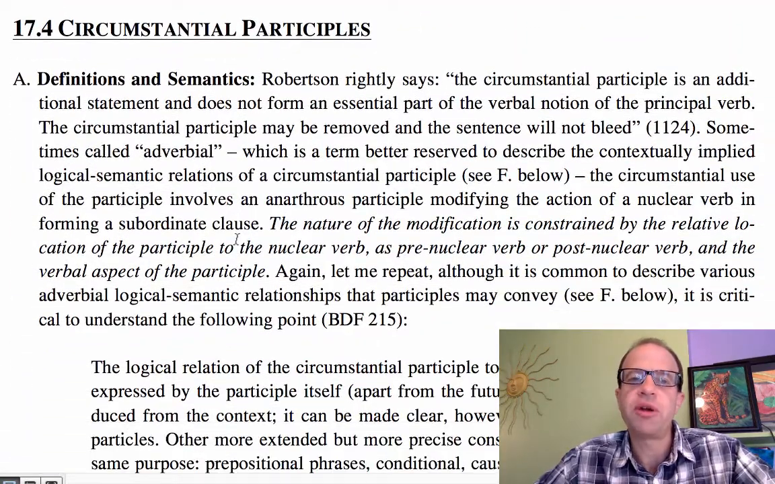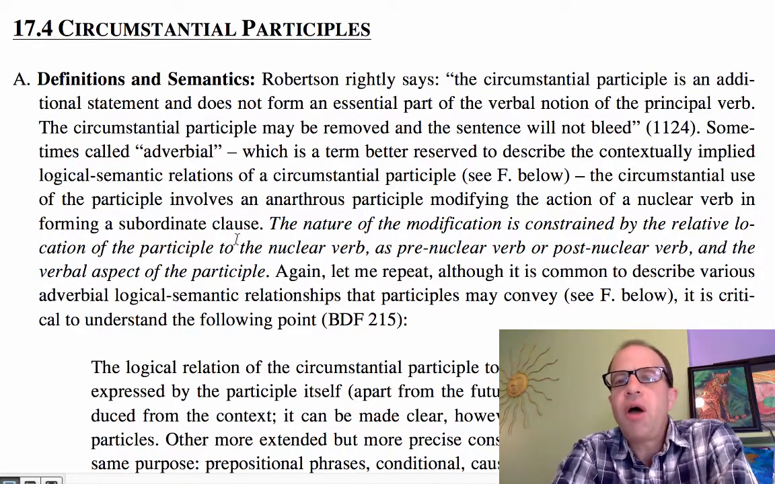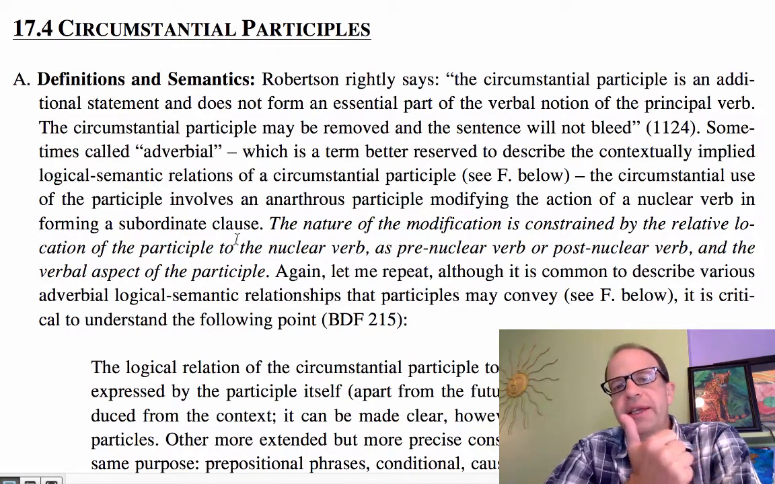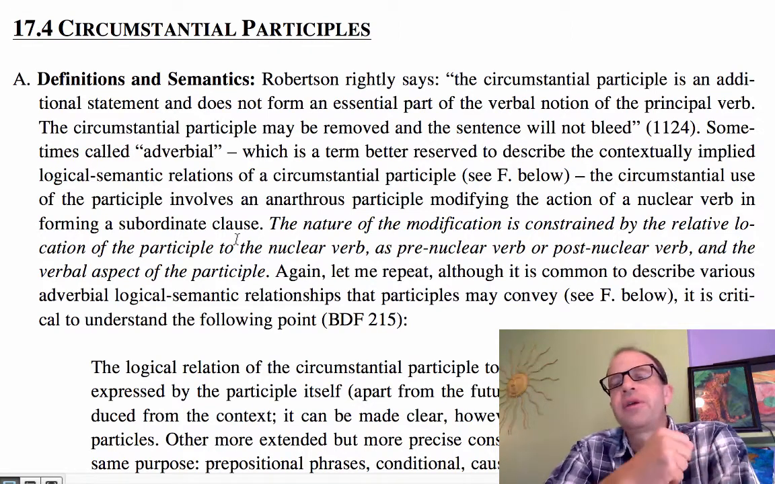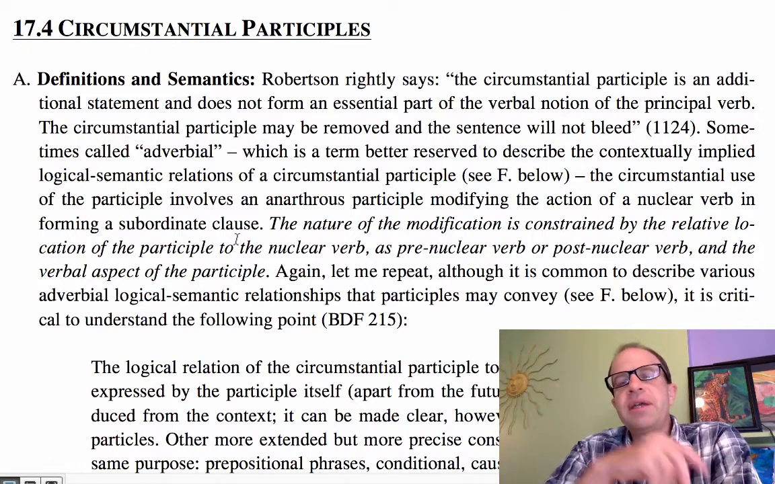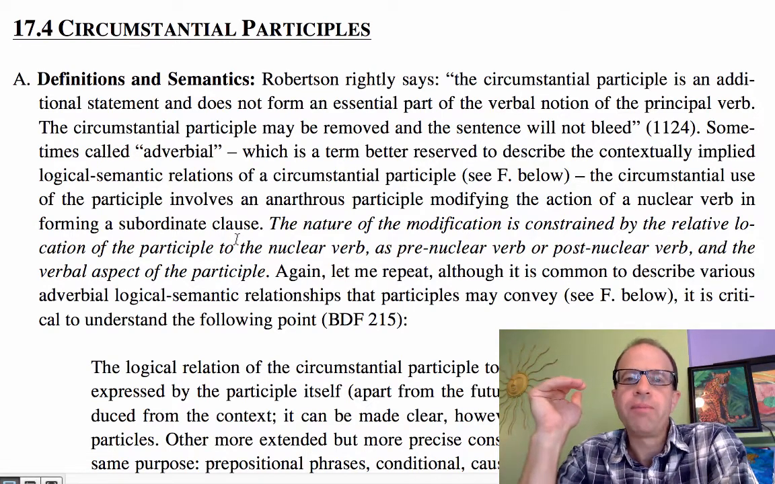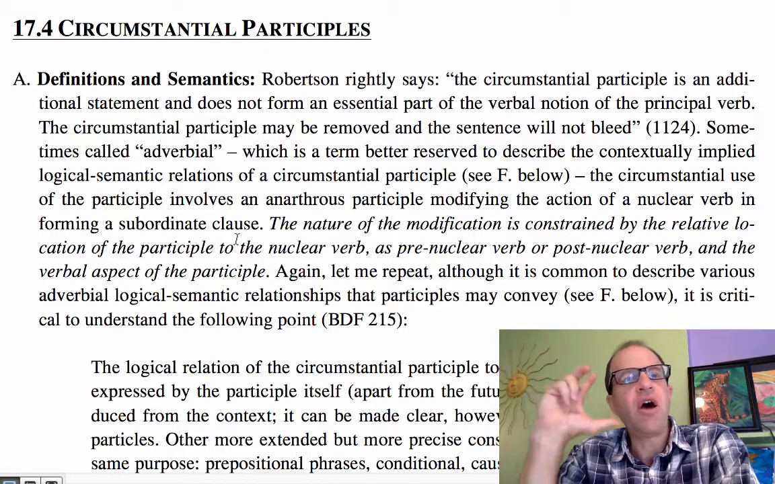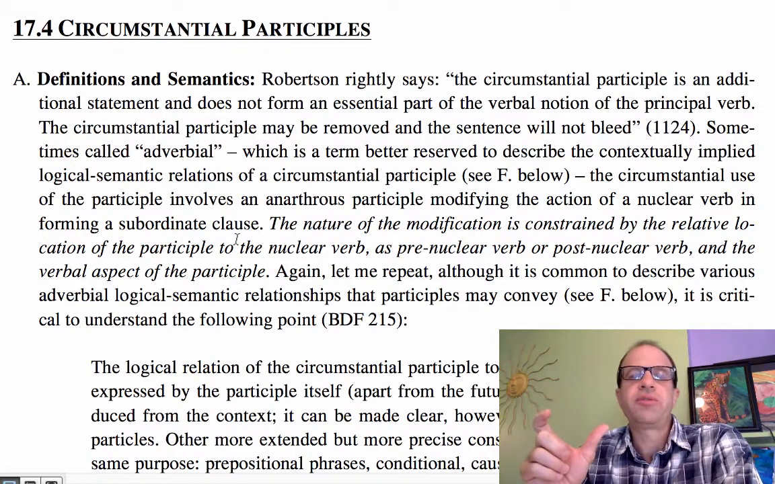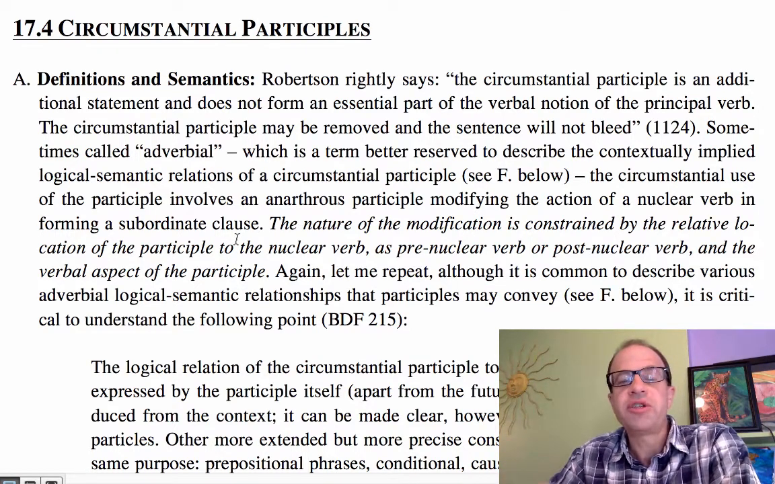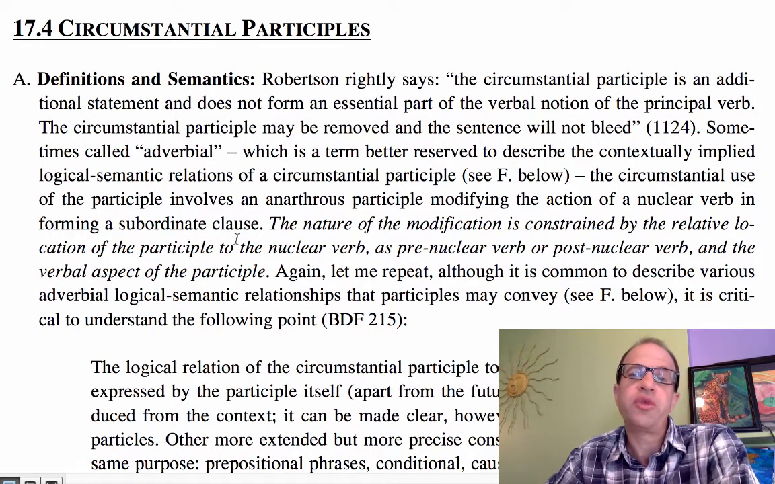Well, let's talk about circumstantial participles. Often these participles are called adverbial participles. There's a problem with this, though, and the problem is that adverbial relationships like time, cause, means, concession, condition, etc., are not inherently marked in the participle form. And it's a mistake for us to begin thinking automatically that participles that are not adjectival inherently mean these different things. In fact, such participles are unmarked for these relationships.